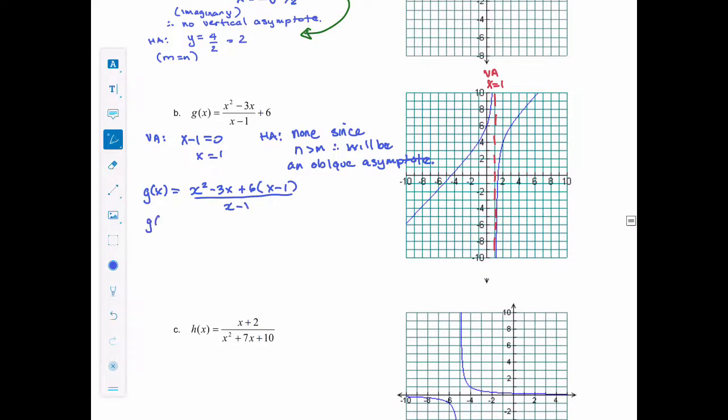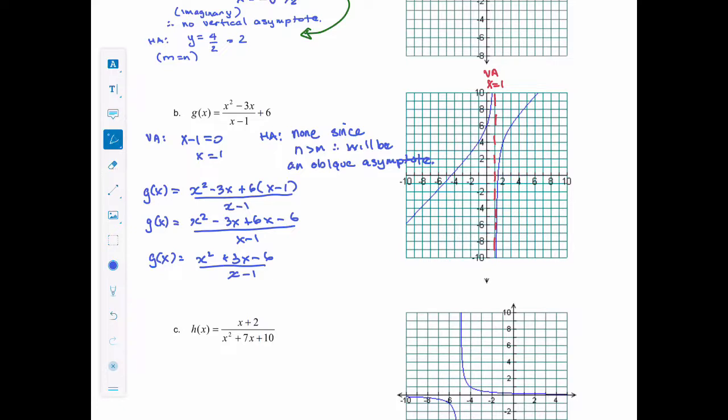I'm going to expand and simplify. So we're going to have x squared minus 3x plus 6x minus 6 all over x minus 1. We really don't need the brackets. I don't want to confuse people. And simplify one more time, and we have x squared plus 3x minus 6 all over x minus 1. So now that we did this, we can still see that our vertical asymptote is the same, but for our numerator, it's done something slightly different. That 6 actually makes a big difference, and I think this will be kind of interesting.